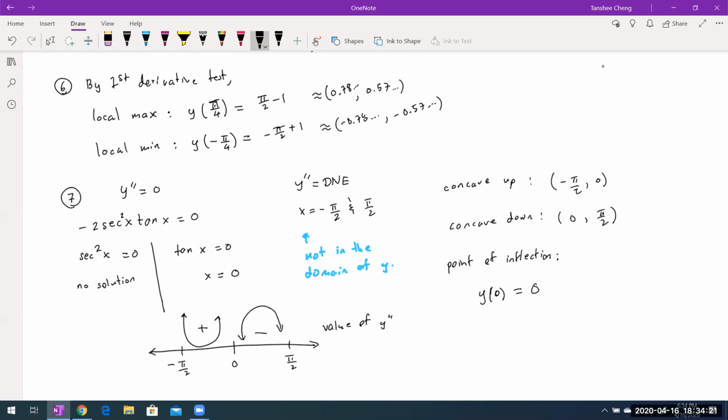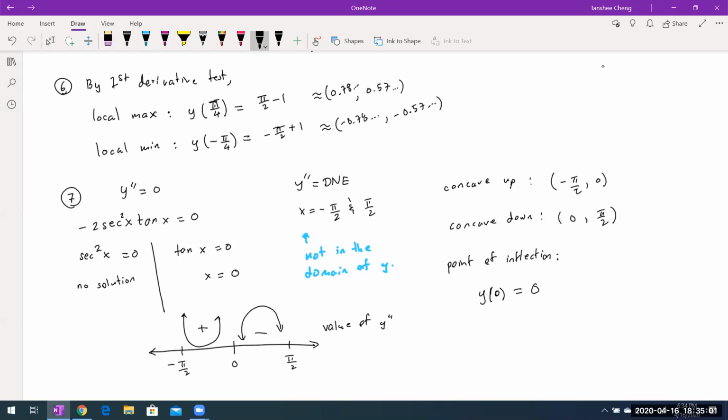When we set the second derivative equal to 0, we have negative 2 secant square x tangent x equal to 0. So we can set secant square x equal to 0, and we know that the secant will never be 0. So therefore, this has no solution. And tangent of x equal to 0 is only going to happen when x is equal to 0. One more thing that we need to check is where y double prime does not exist. Both secant and tangent are undefined at negative pi over 2 and pi over 2. So those are the x values that make the second derivative not exist.